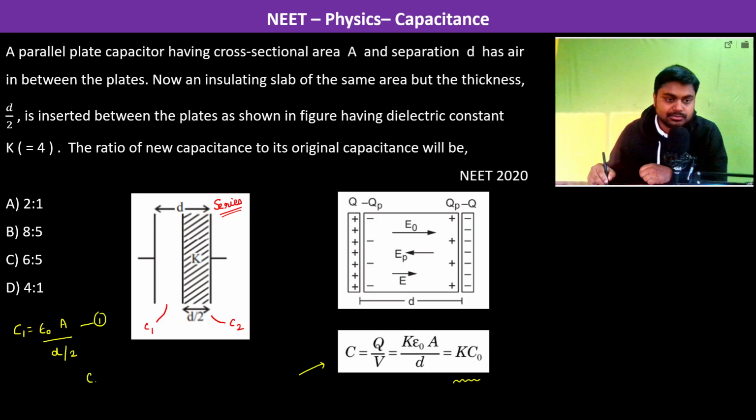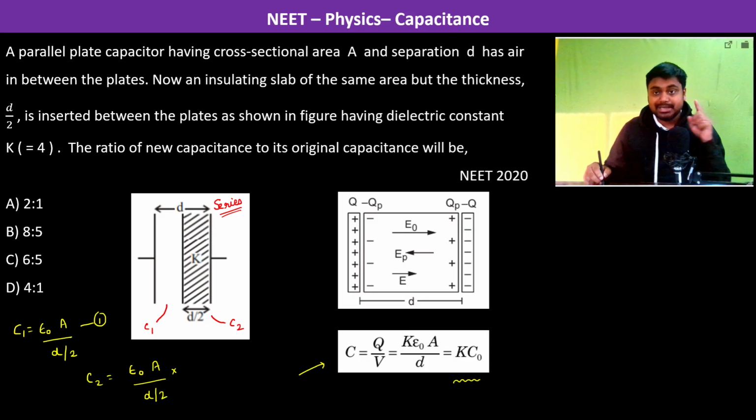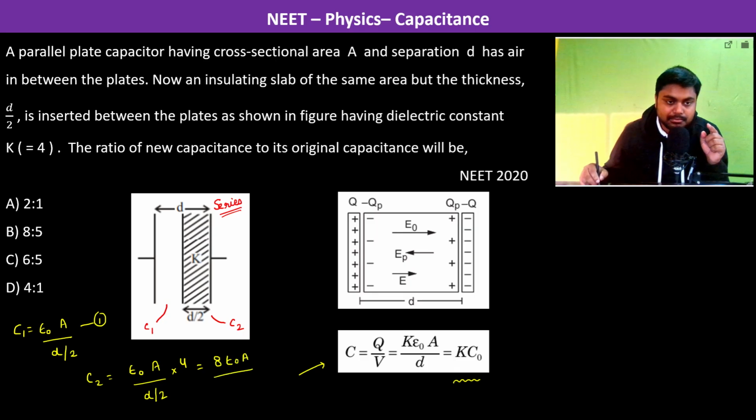C2 becomes epsilon naught into A divided by D by 2 also, but now it will also get multiplied with K, because it's K times C naught, so K is 4. So this is basically 8 epsilon naught A by D.